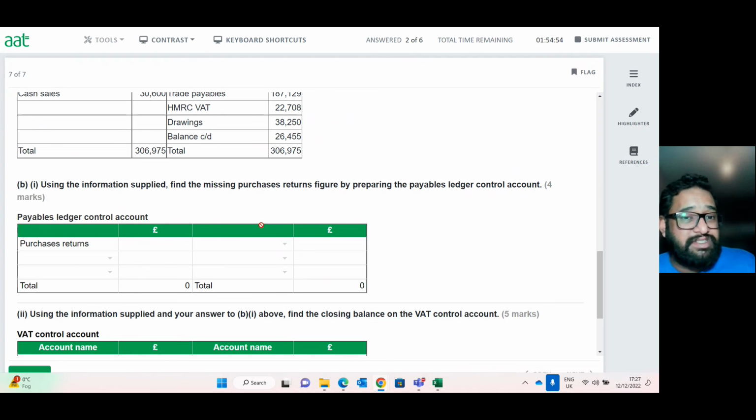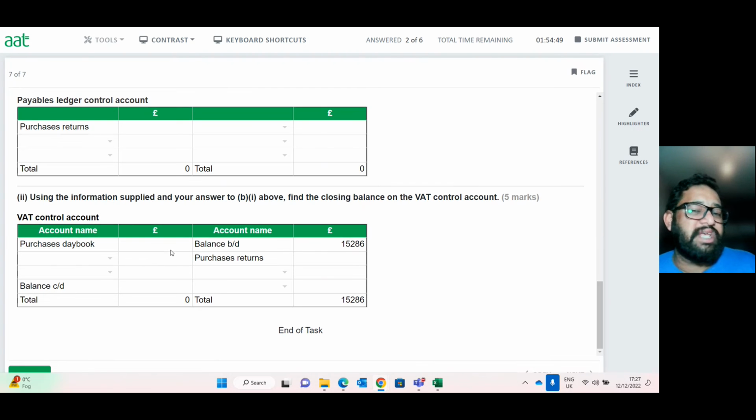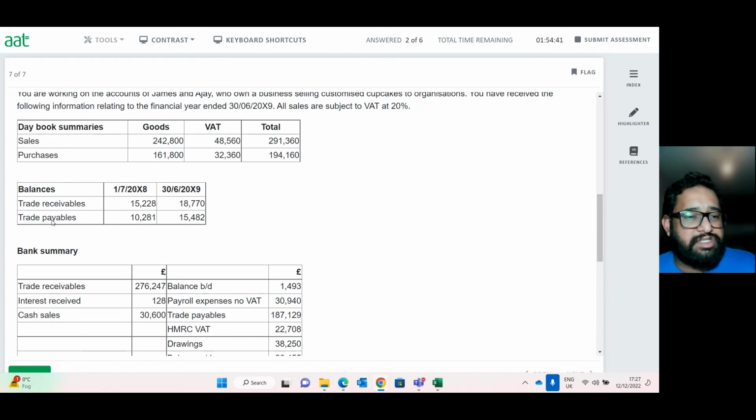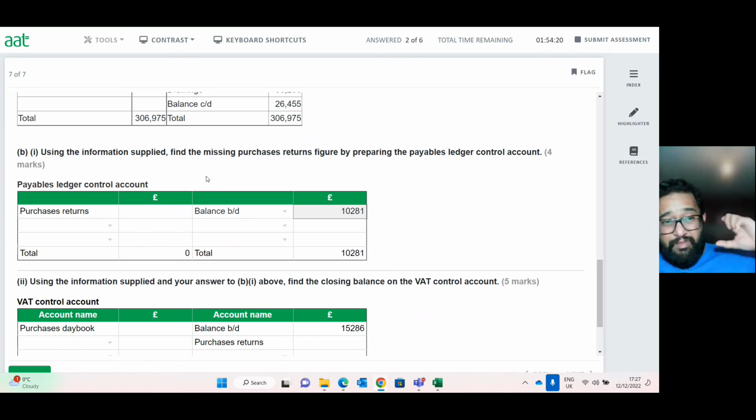They haven't said anything about decimals because I can't see a decimal mention here, so we put the figures as the whole amount, the nearest pound. On the ledger control account, I need to look at the payables, starting with the balance of 10,281. This is the credit side, and I'm going to put it down here. If somebody asks why that is a credit side, you're on the wrong course, because you have to remember it's a liability account. Liability means it's a credit account because it's the money we owe to our suppliers. So please remember your account types.